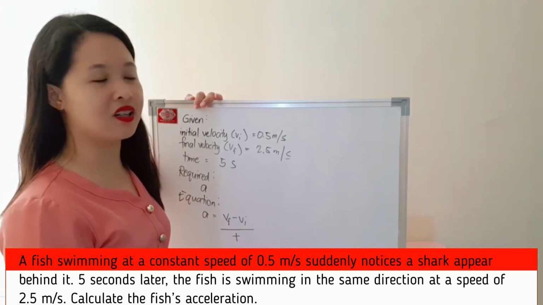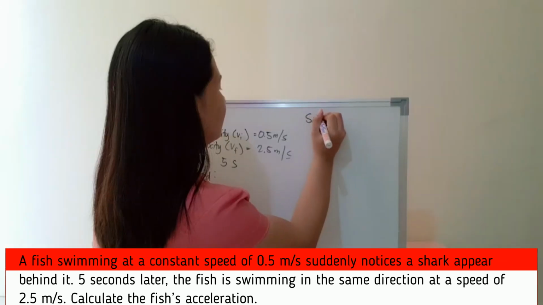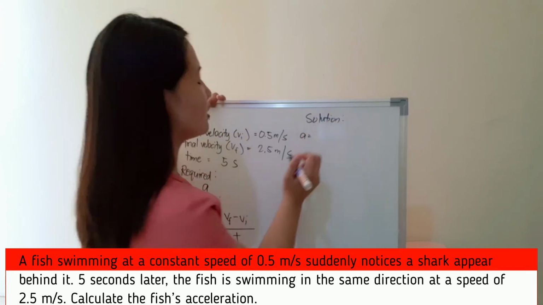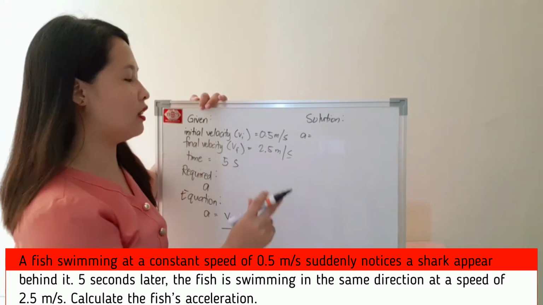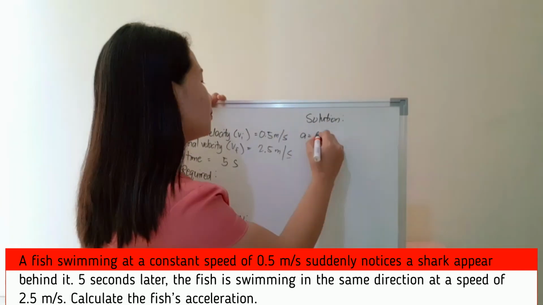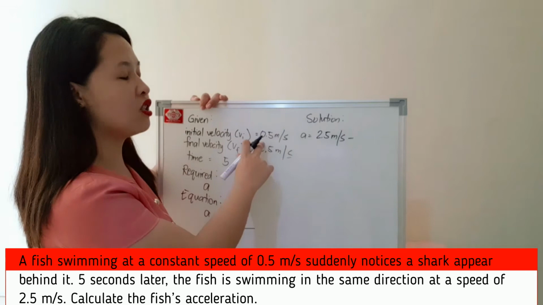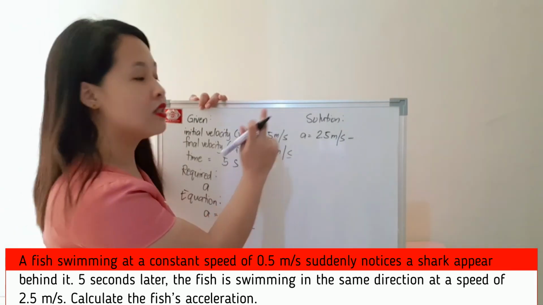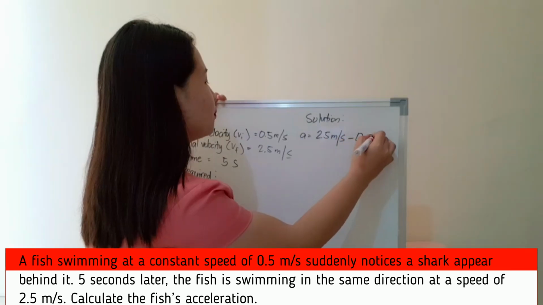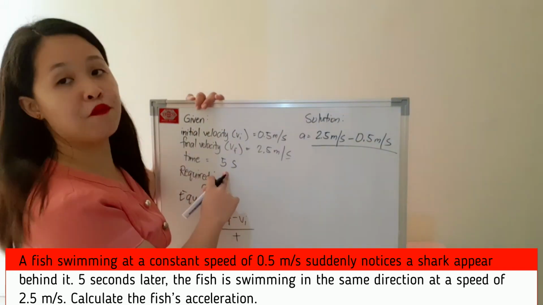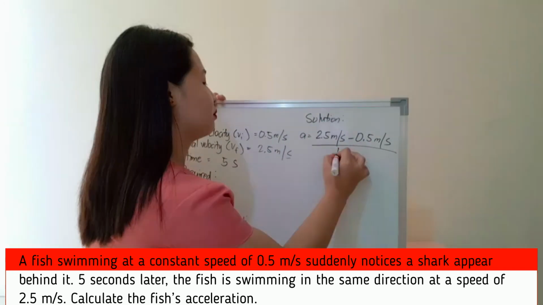For the solution, acceleration is equal to the final velocity, which is 2.5 meter per second, minus the initial velocity, which is 0.5 meter per second, divided by the value of time, which is 5 seconds.